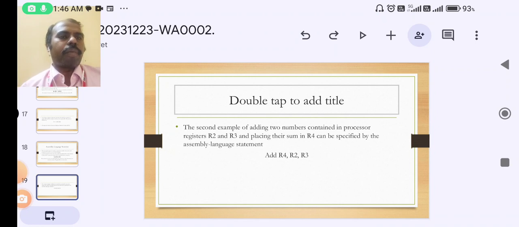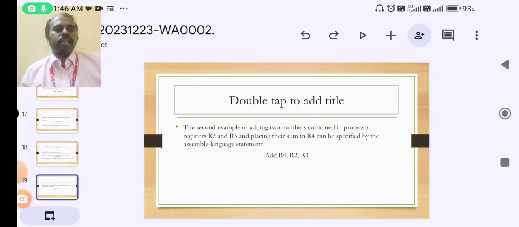The second example of adding two numbers contained in processor registers R2 and R3 and placing their sum in R4 can be specified by the assembly language statement Add R4, R2, R3. That is, the values of R2 and R3 are added and moved to the location R4.